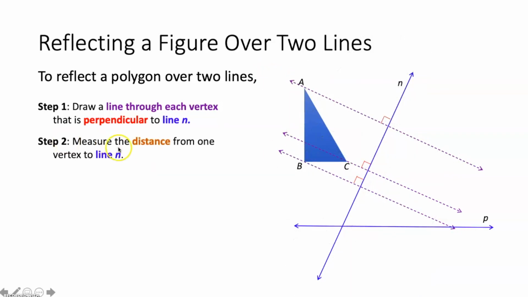Next, I'm going to measure the distance from one vertex to line N. So let's start with point A. What is the distance from point A to line N?